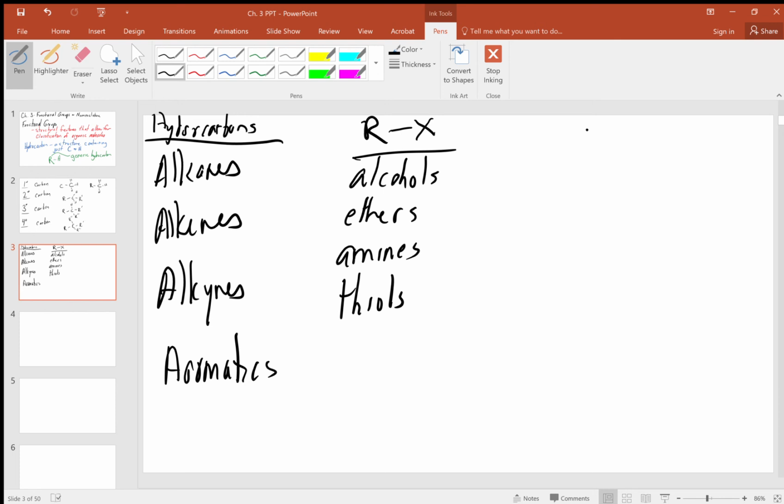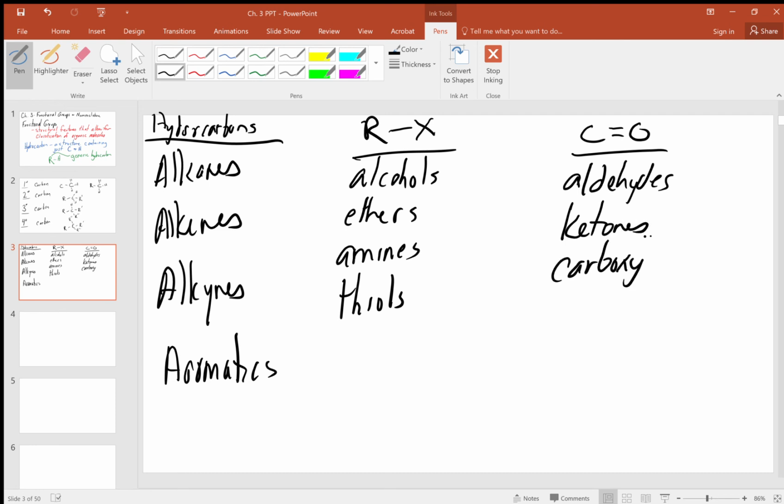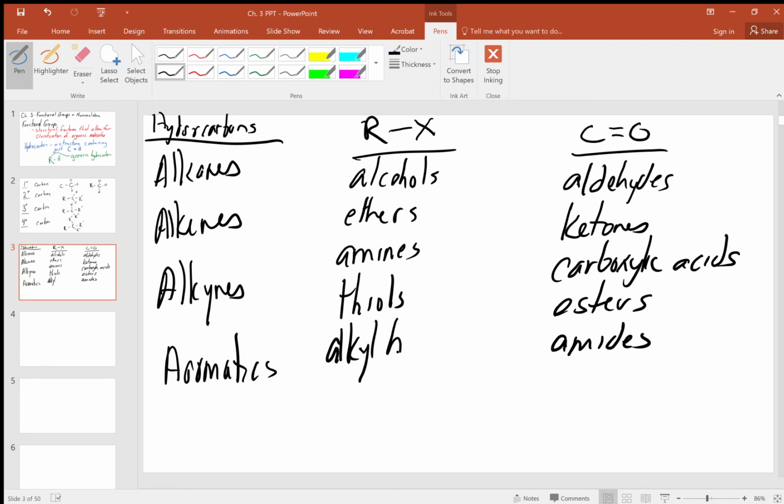And then we will have a series of functional groups where carbon is double bonded to oxygen. And these will include aldehydes, ketones, carboxylic acids, esters, and amides. And I forgot one in this column. We will also have alkyl halides. So basically, we've got about 14 basic functional groups to learn.